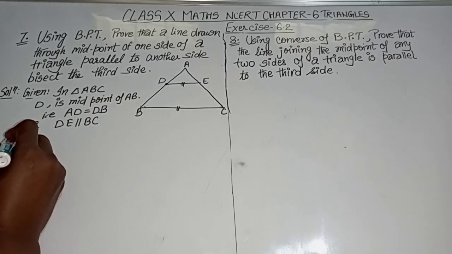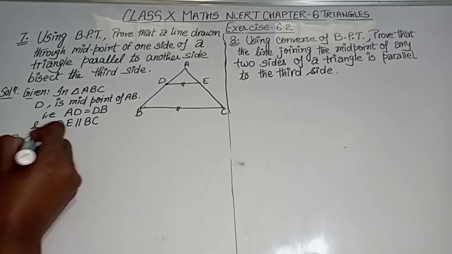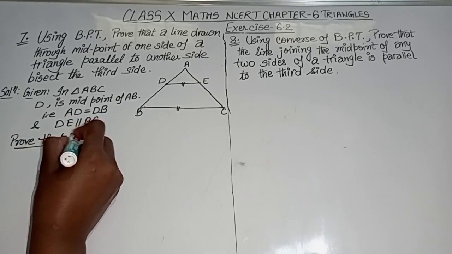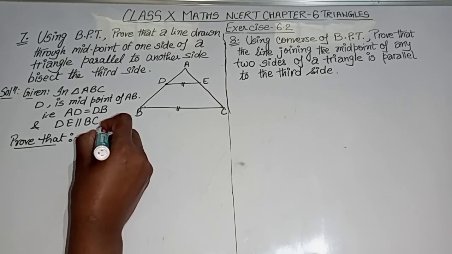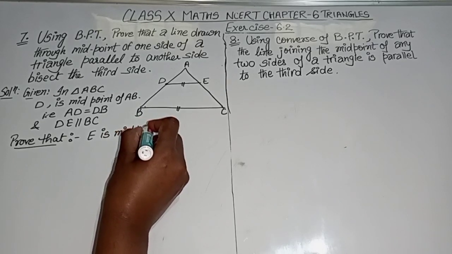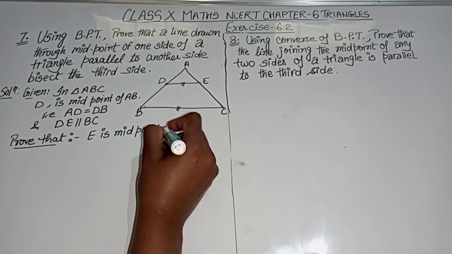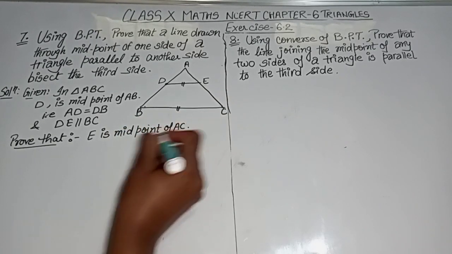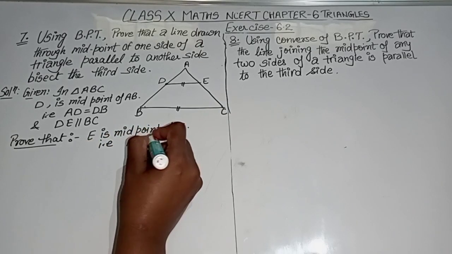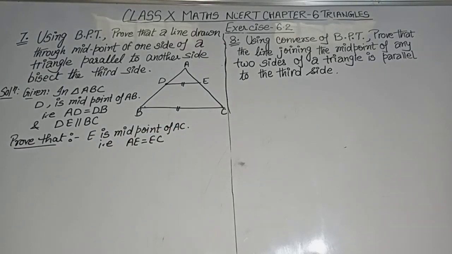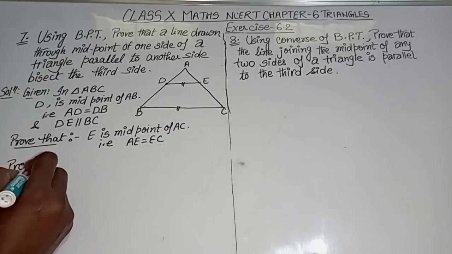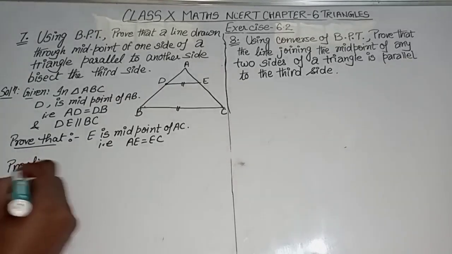Now prove that E is the midpoint of AC, that is AE is equal to EC. So you have to prove here AE is equal to EC. Now here is the proof.